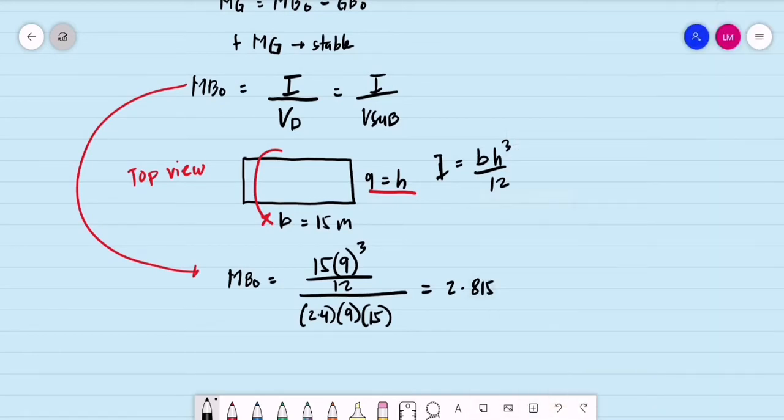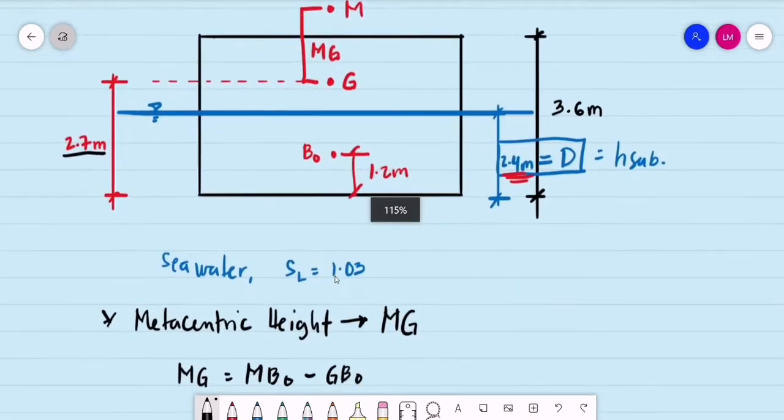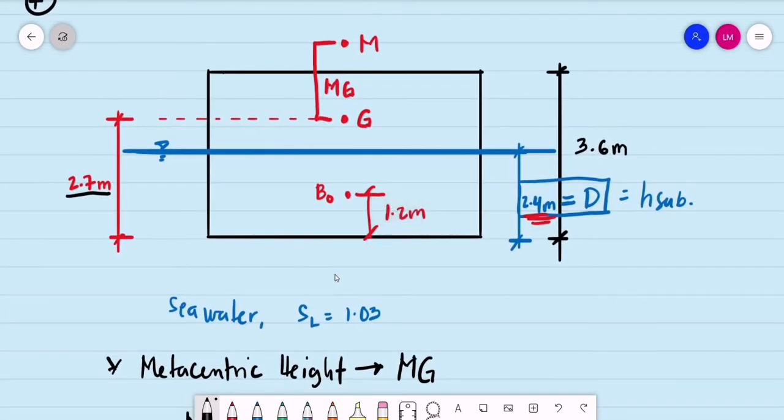2.8125. This is 2.8125 meters. So that is M, metacenter, papuntang center of buoyancy. So sa figure natin, ito yung MB sub O. Okay, mula sa metacenter, papunta dito sa center of gravity, ito yung distance na MG. Okay, ito yung distance na MG.